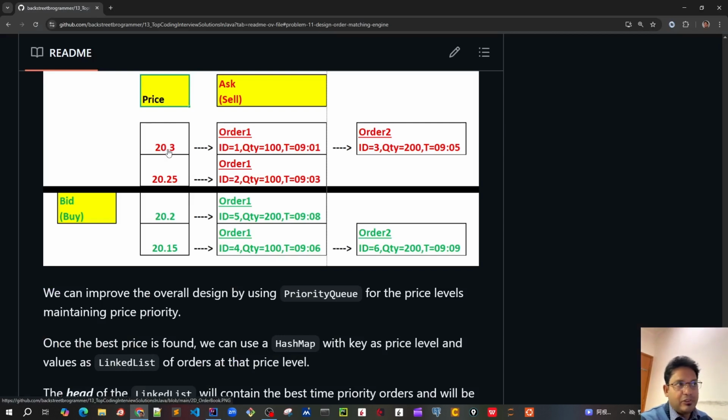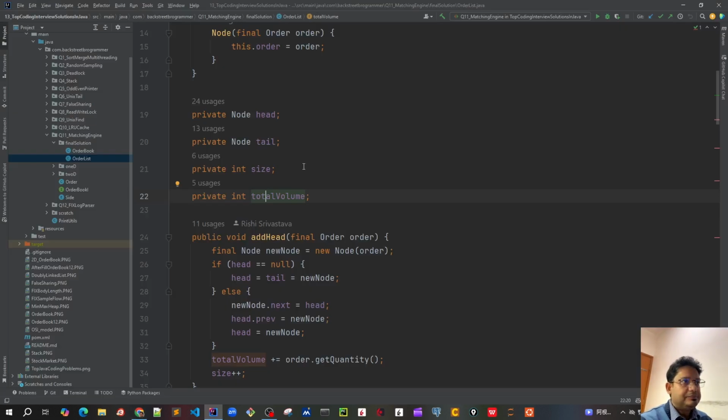So, for example, at the 20.3 price level, I can see there are two orders. One is of quantity 100, and another is quantity 200. What I want is that at this price level, what is the total volume available? So it would be 100 plus 200, which is 300. So this is what I'm maintaining here. And so this was total volume, sorry.